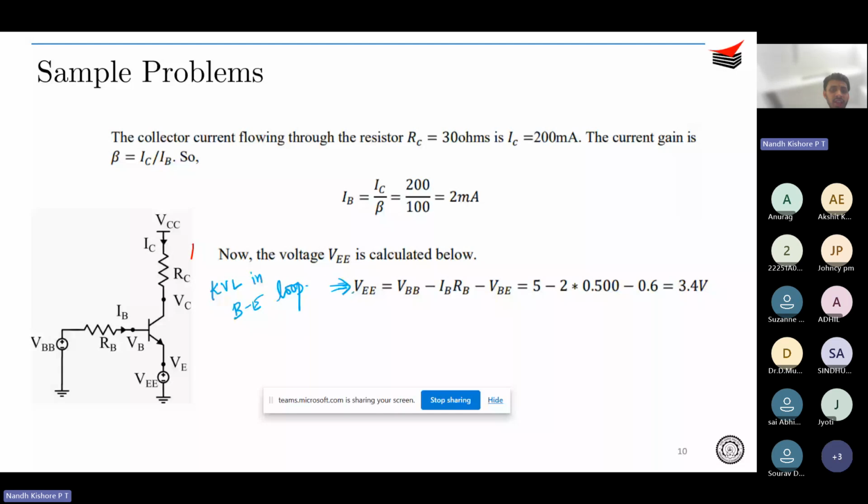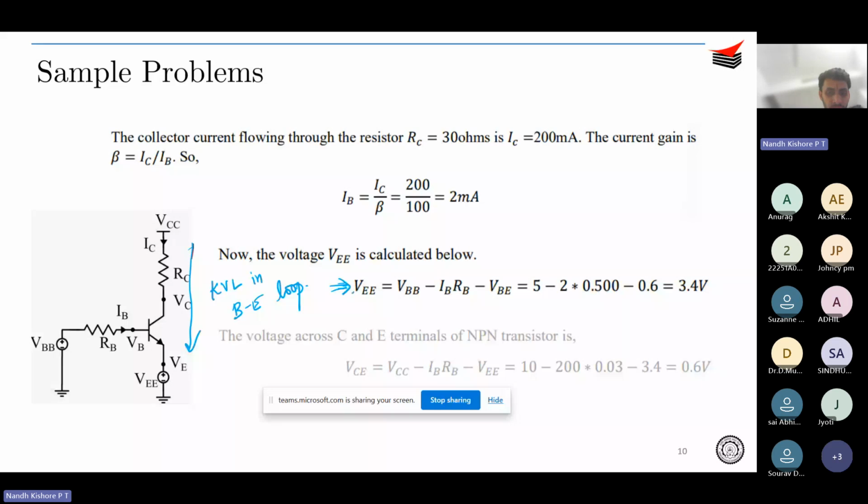Once you get VEE, you apply KVL in the collector to emitter side. That is what is done over here. What is KVL in the collector to emitter side? VCC minus ICRC minus VCE minus VEE equal to 0. So from that you can compute what is VCE.